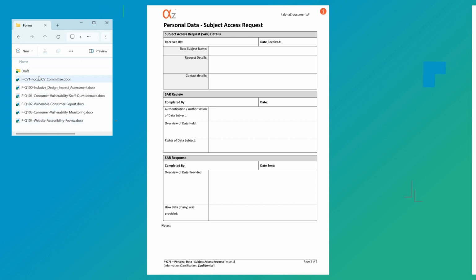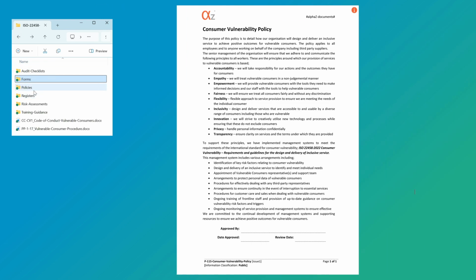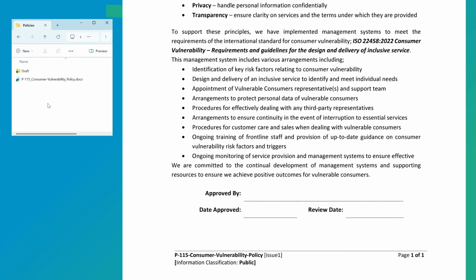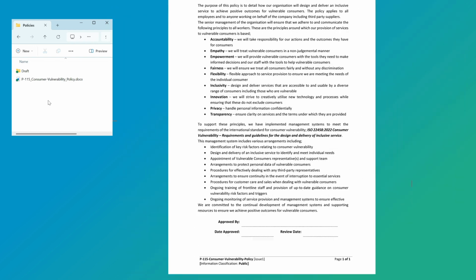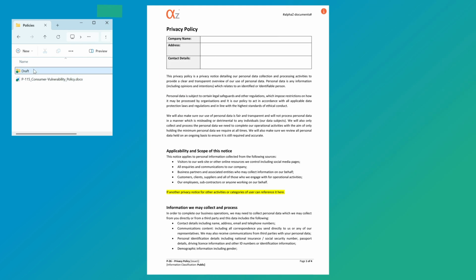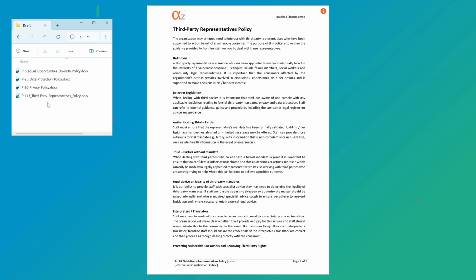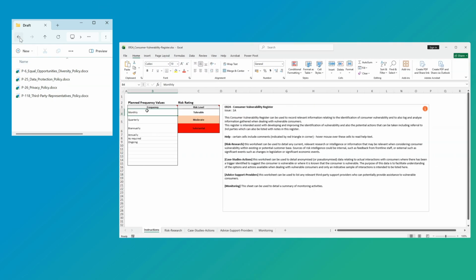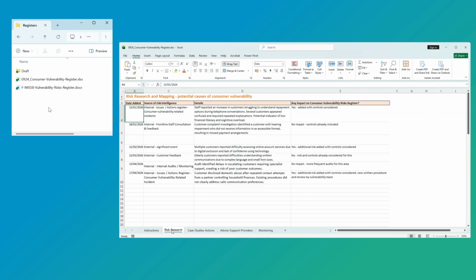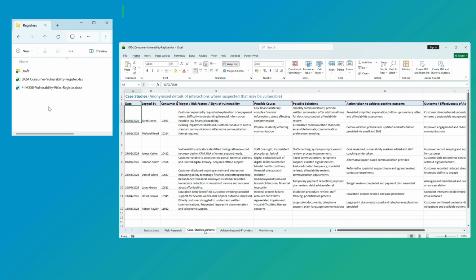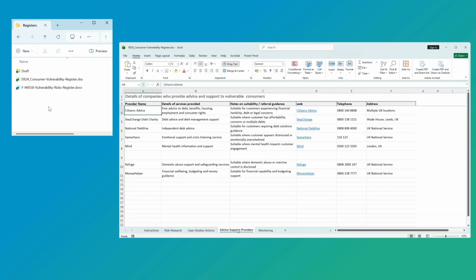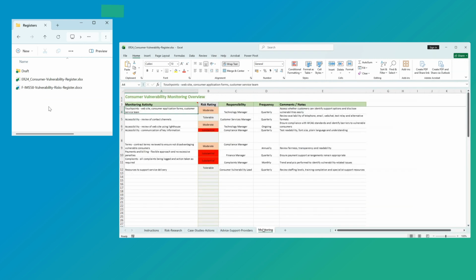The toolkit includes a dedicated consumer vulnerability policy, with all of the requirements of the 22458 standard being met. Supporting this are also draft policies such as the Privacy, Data Protection, and Third-Party Representatives Policy. Registers included in the toolkit are the ER24 Consumer Vulnerability Register, for conducting risk research, case studies, and actions taken, listing advice and support providers, and adding consumer vulnerability monitoring information.